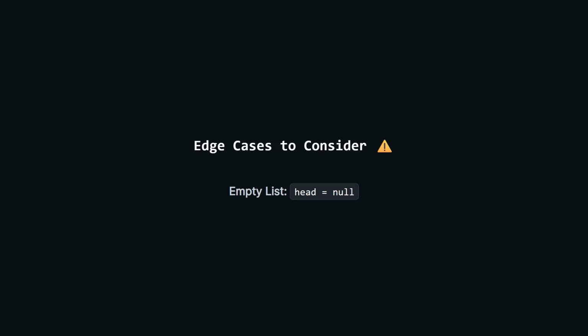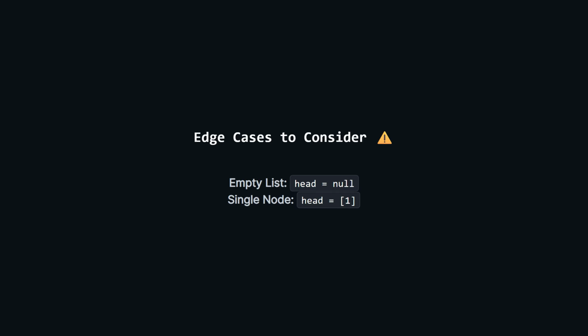Before we write any code, we need to think about edge cases. First, what if we get handed a completely empty list? Second, what if the list only has a single node in it? In both of these cases, rotating does absolutely nothing.